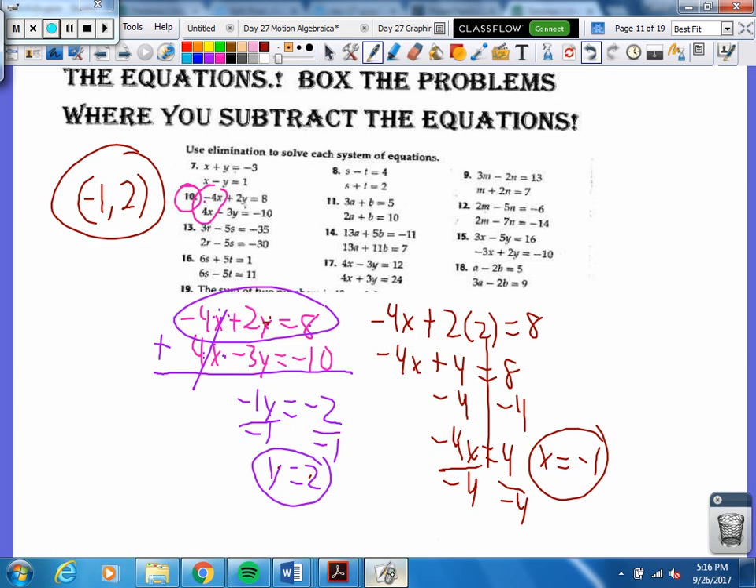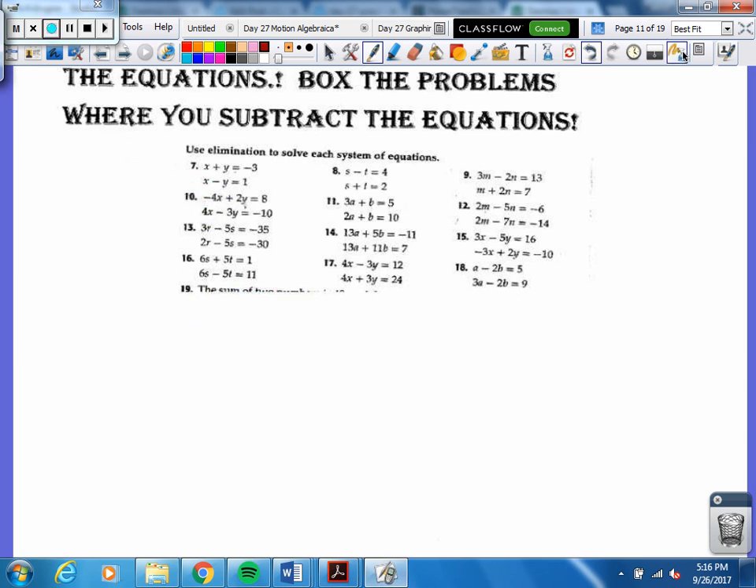Love it. All right, let's do another one, shall we? No problemo. Let's do, oh, so many choices. Let's do number 9. Why number 9? I don't know, I feel like it. Here we go. So, rewriting it in your notebook: 3m minus 2n equals 13. m plus 2n equals 7.